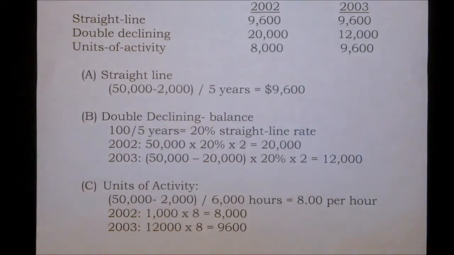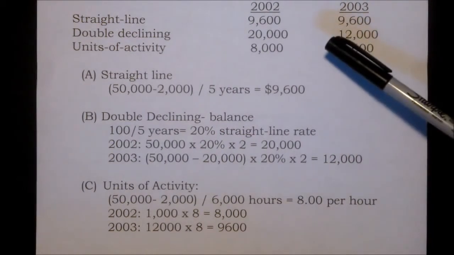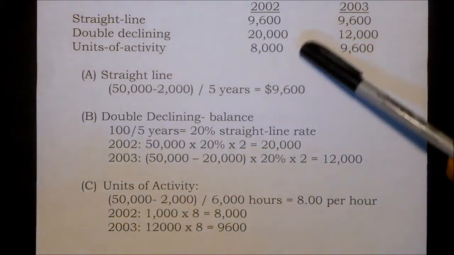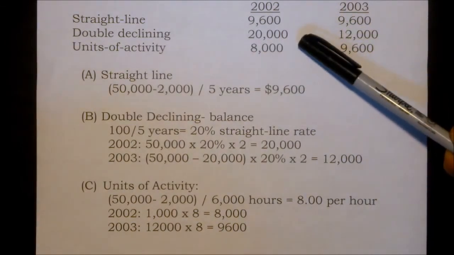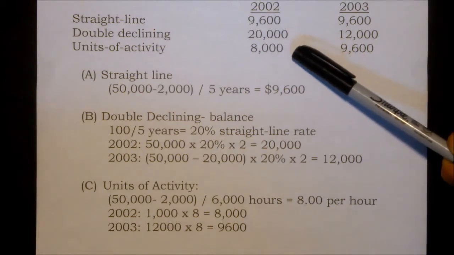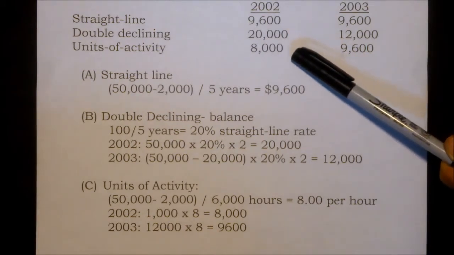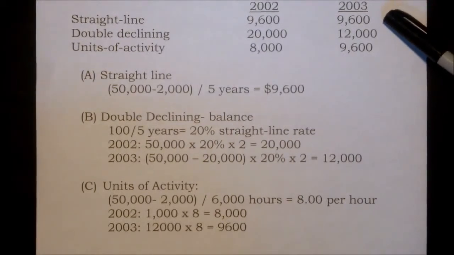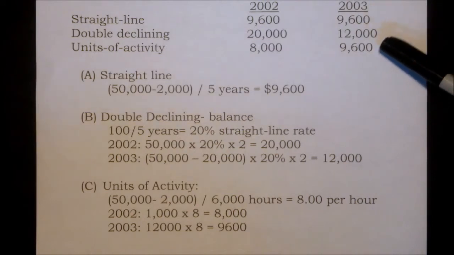As you can see, in 2002, the straight line method produced $9,600, double declining produced $20,000, and units of activity produced $8,000. And in 2003, straight line produced $9,600, double declining produced $12,000, and units of activity produced $9,600.